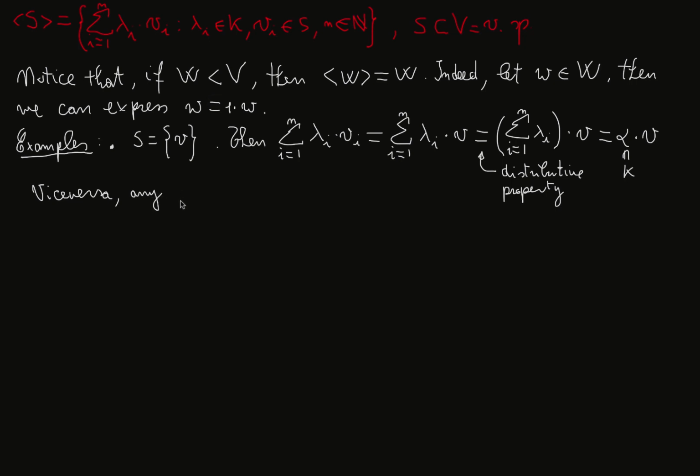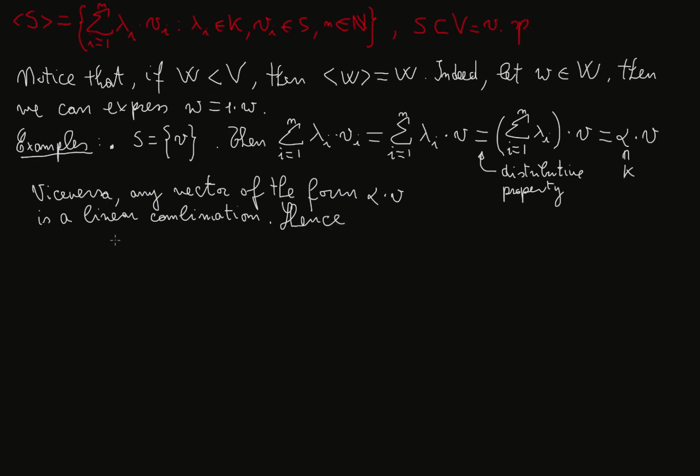any vector of the form alpha times v is a linear combination, hence.